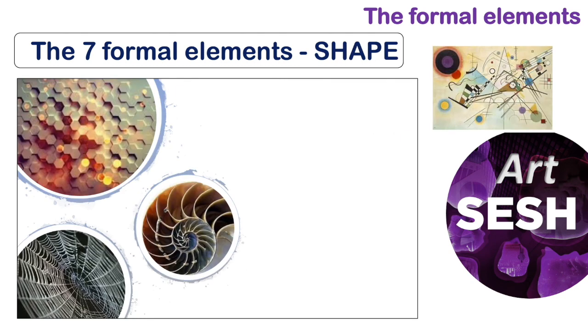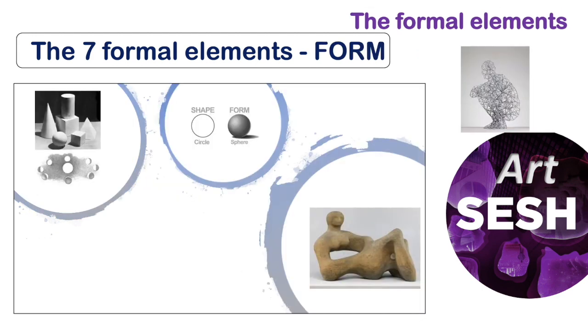There are two types of shape. Organic shapes, these are natural shapes that we find in nature, and geometric, mathematical shapes, the ones that we know and recognise. Form refers to objects that are three-dimensional, that have length, width and height. While shapes have two dimensions, just height and width, forms have three and we can physically walk around them.